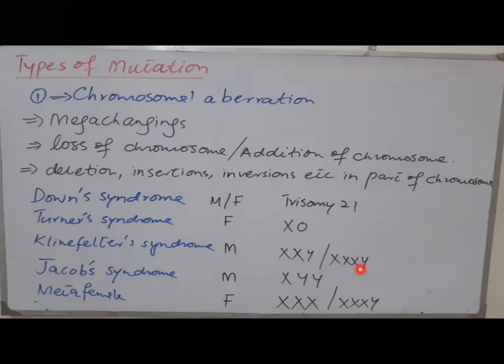In Jacobs syndrome, which occurs in males, instead of XY there is an extra Y chromosome. The meta female has an extra X chromosome, so along with XX they have an extra X. So these represent chromosomal aberrations, and these are the mega changes. You can see that there might be a loss of chromosomes or an addition of chromosomes in these cases. There could be a change in the number of autosomes, like in Down syndrome, and a change in the number of sex chromosomes, like the other ones.